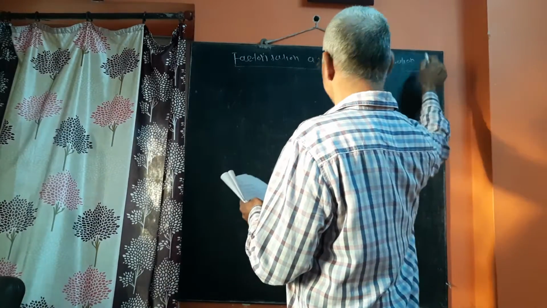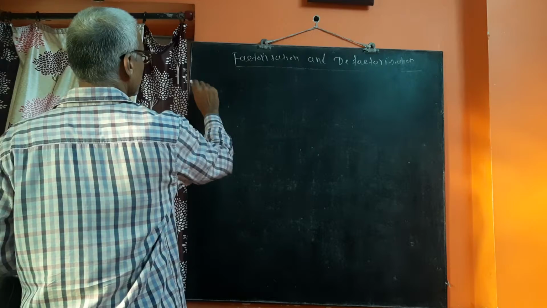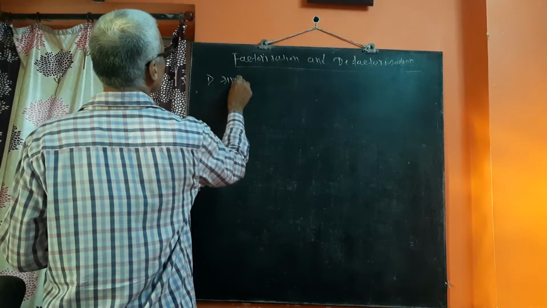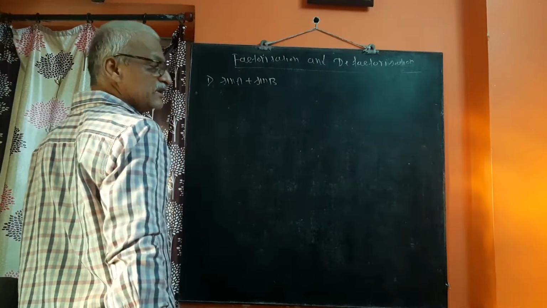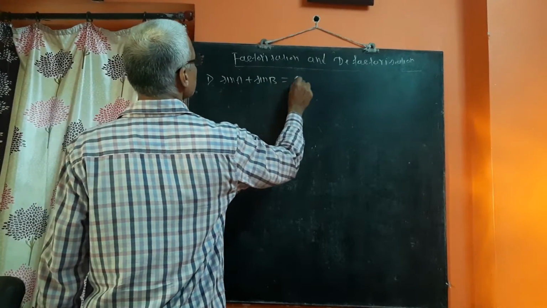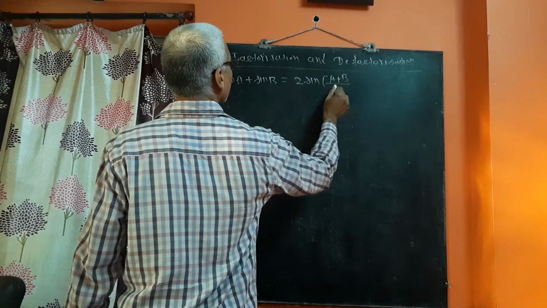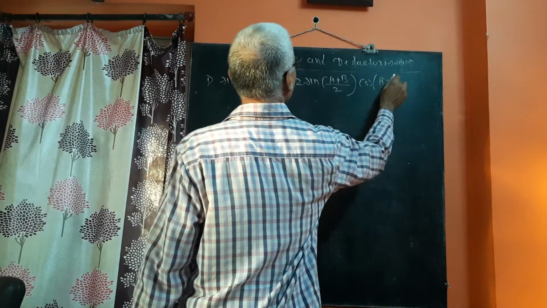Factorization and defactorization. There are in all 8 formulas. The first one, sin A plus sin B. Sin A plus sin B is equal to 2 sin of A plus B by 2 into cos of A minus B by 2.